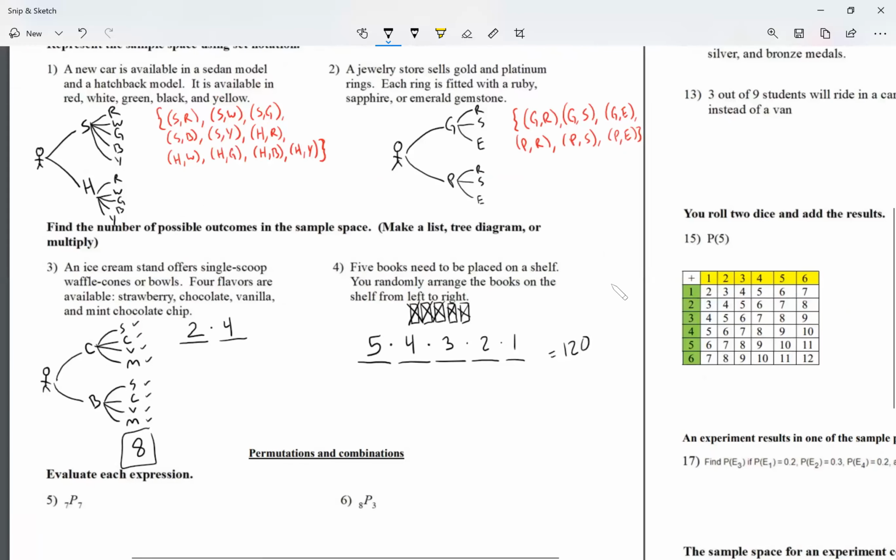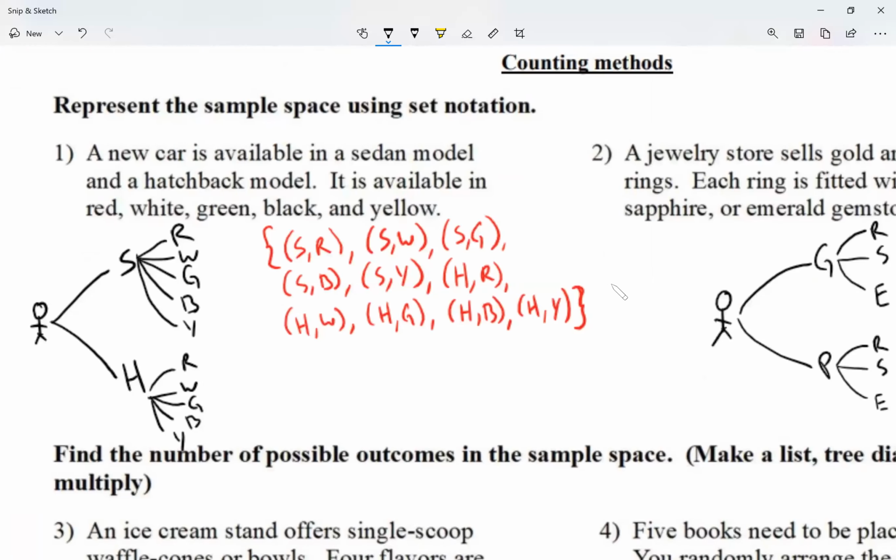So let me do one thing here. You guys are like, wait a minute. When I had to do the sample, could I have done multiplication to know how many choices I was going to have at the end? Yeah. When you showed up to a car, you had 2 choices, sedan or hatchback. And then you had to choose a color. And then you had 5 choices. If you see, I have 10 different choices.